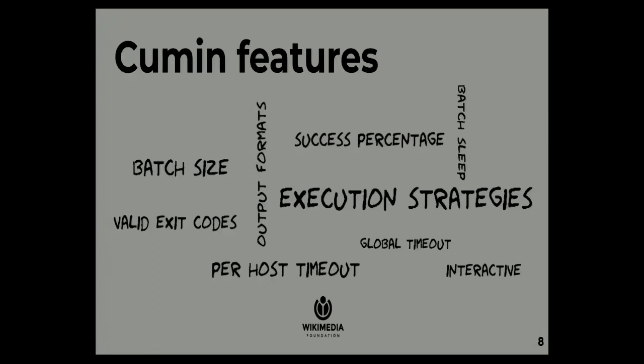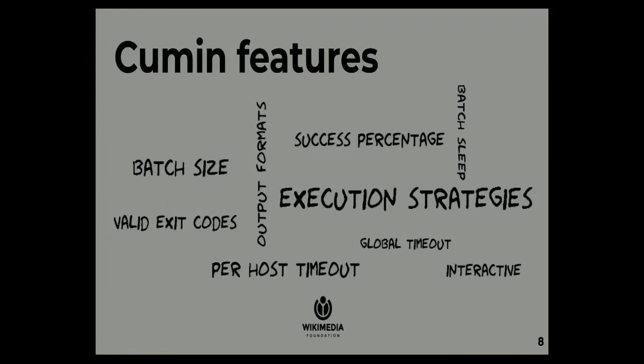But you can also select a batch sleep between hosts. Basically, before scheduling the next host, it will sleep for that amount of time. This allows, for example, doing things completely sequentially. You can do one host at a time with a 5 minute sleep in the middle and do a very slow rolling restart of your whole fleet, for example.